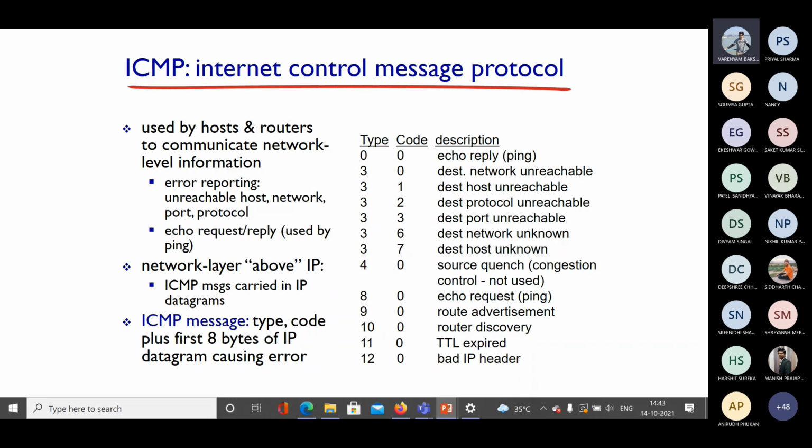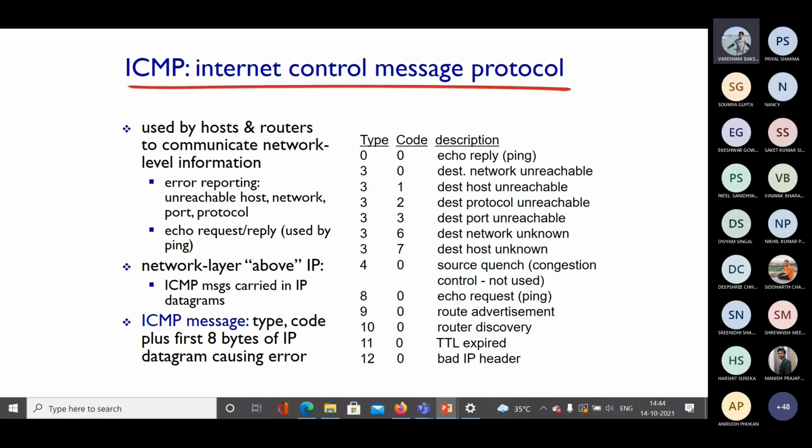It is basically used by hosts and routers to communicate some network level information with other hosts. Okay, and what is this network level information? If there is some error in the path while transmission, like some link got disconnected, or there is too much congestion in a particular link. These are some of the incidents that need to be reported to other hosts. So in that case, that comes under error reporting.